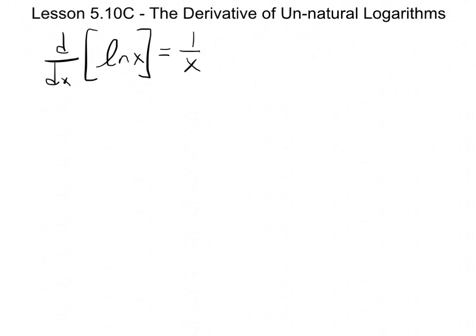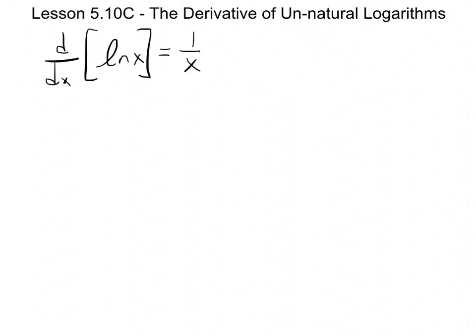Last video of this sequence, I need to talk about what the derivative of an unnatural logarithm is, and then a little bit of math humor. Hope you enjoy it. What I mean to say by that is we totally already know what the derivative of natural log x is. If you have a natural logarithm, the derivative is 1 over x.